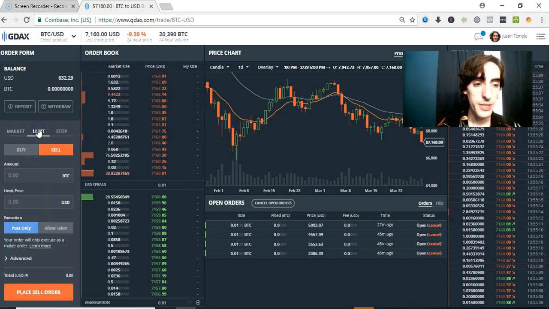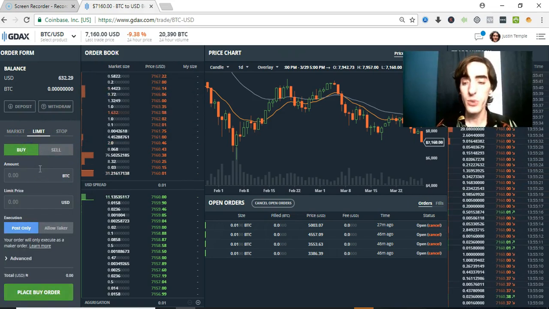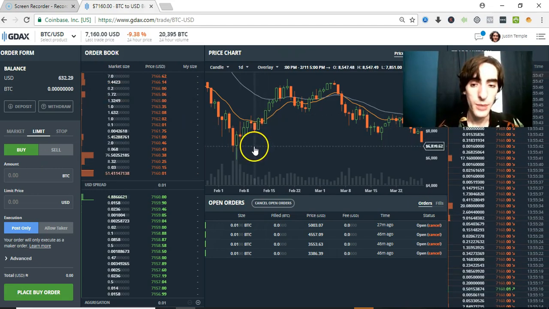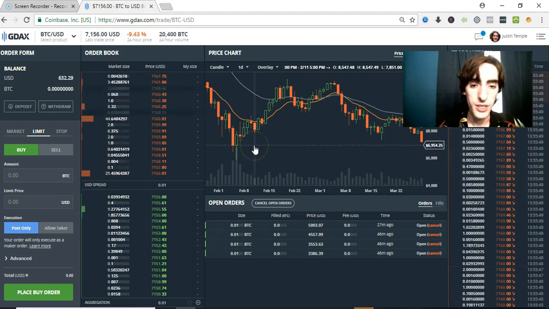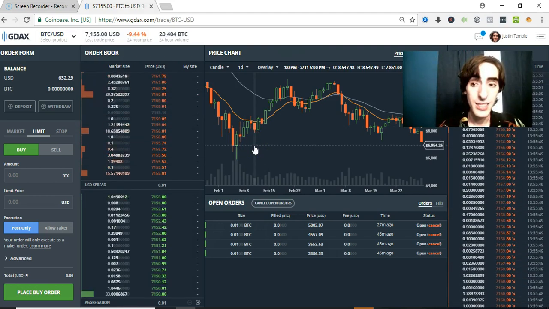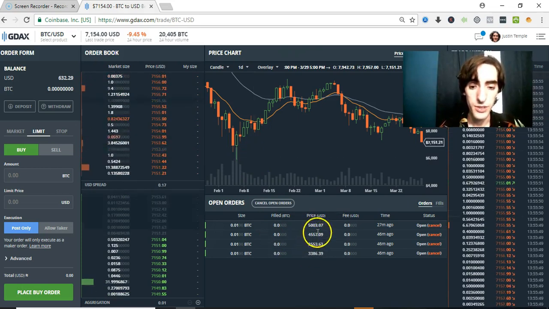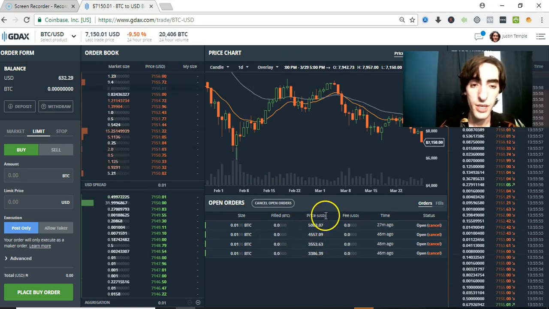And then we go to limit. Now this is where you're really going to be trading, and how you're going to be trading a lot on GDAX, okay? So first of all, I'm not going to buy because I want it to hit the support line at least. Look at this. I want it to go into the 3s and 4s and 5s.